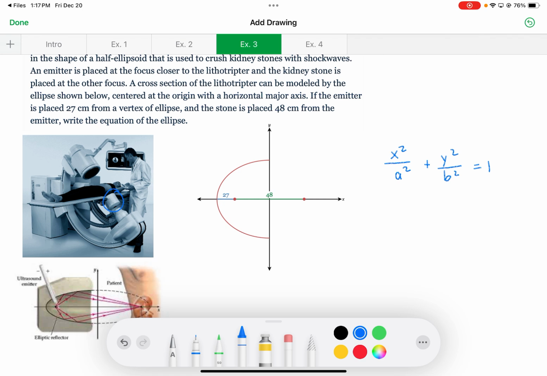So they're saying we're placing the emitter 27 centimeters from the vertex of the ellipse. So the emitter is being placed at one of the focus points. So by the picture here, this is where the emitter is. Okay. And then the stone, meaning the kidney stone, is placed 48 centimeters from the emitter. So that would be over here is where the kidney stone is.